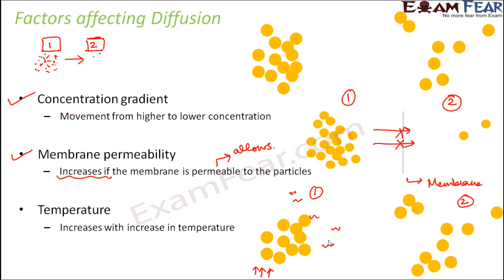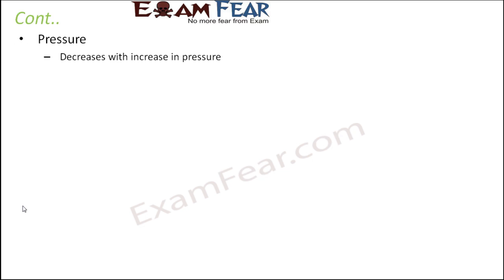So when they start moving faster, they will start moving faster from region 1 to region 2. So when they move faster, the rate of diffusion increases. So that is why we say with increase in temperature, the rate of diffusion also increases. Now what will happen with change in pressure?